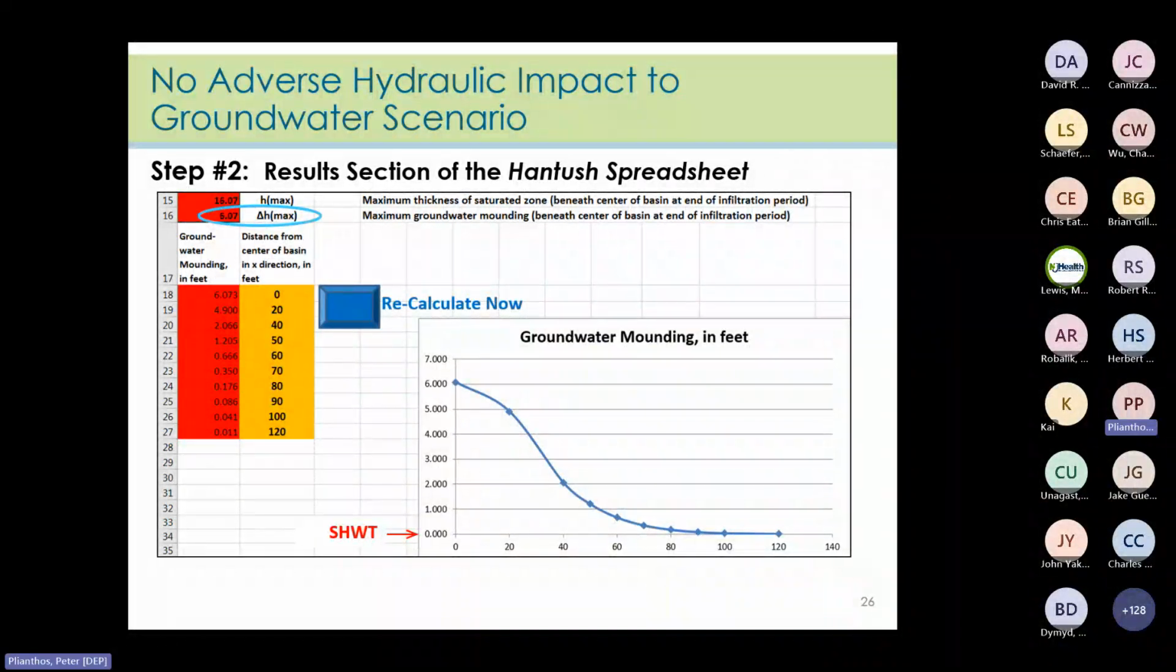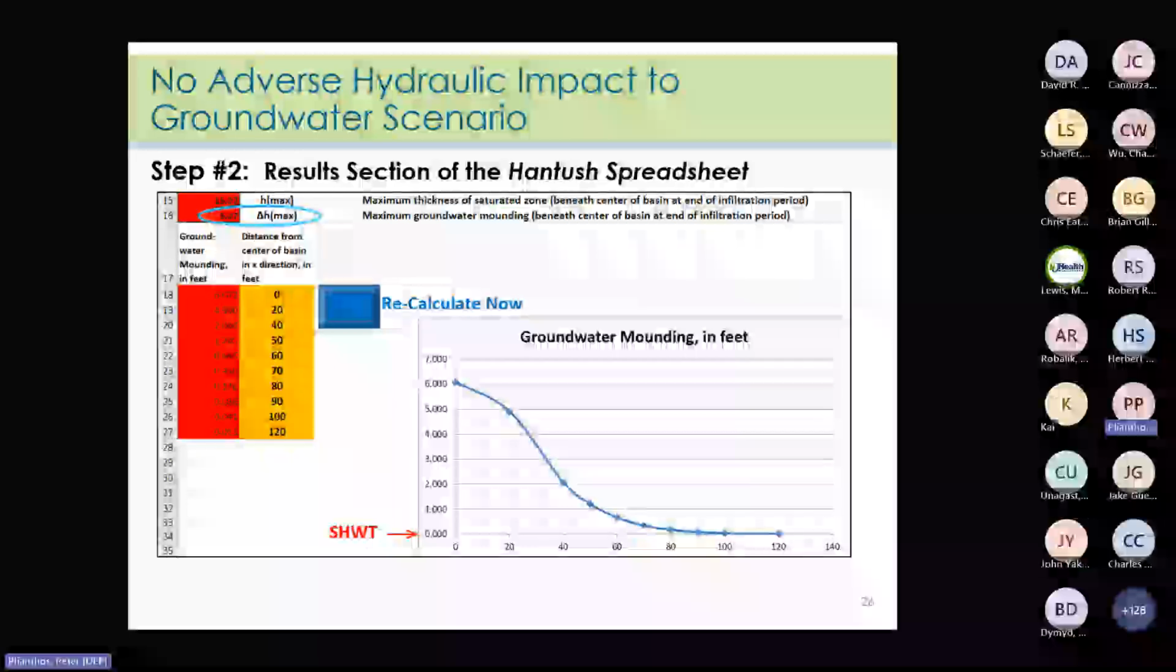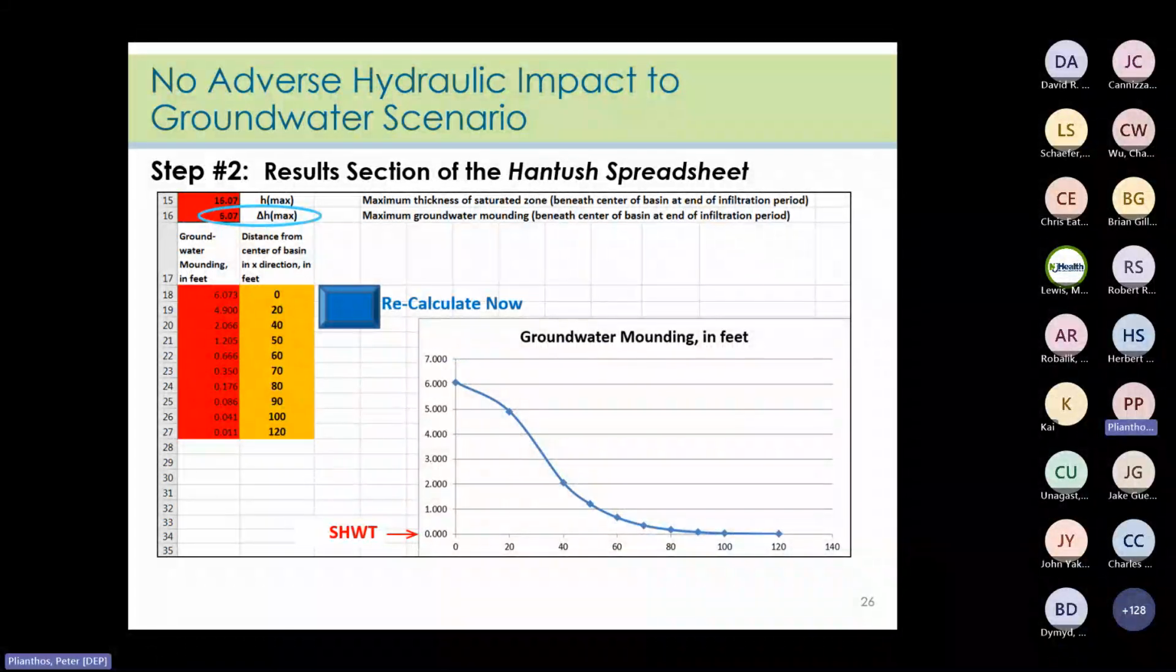The results show in the red cell in row 16 the maximum height of groundwater mounding, represented by the variable delta H max equals 6.07 feet, which I've circled in light blue. And this is what will occur at the end of the duration of infiltration period.